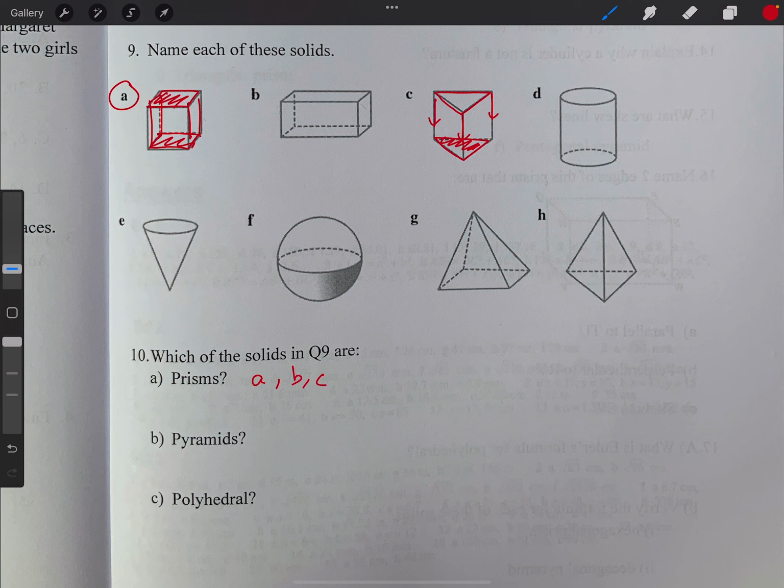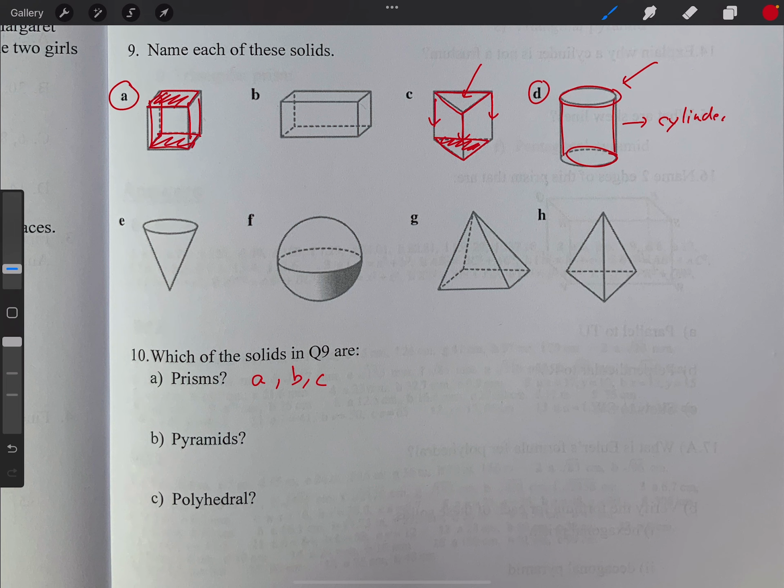These are all prisms. Now D, you have a circle and you extend it down, and you have another circle. Now this is not a prism, because the definition of a prism is that the base, or whatever shape it is, has to have straight lines. Okay, and this has a curved line, so it doesn't count. This has its own name, cylinder. That's why we don't call this a circular prism. It's just called a cylinder.